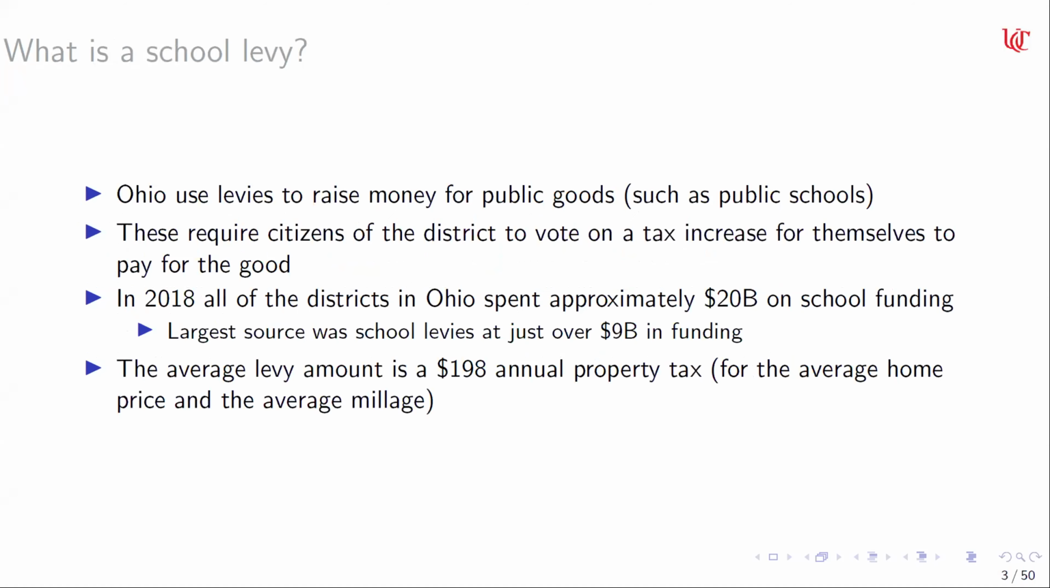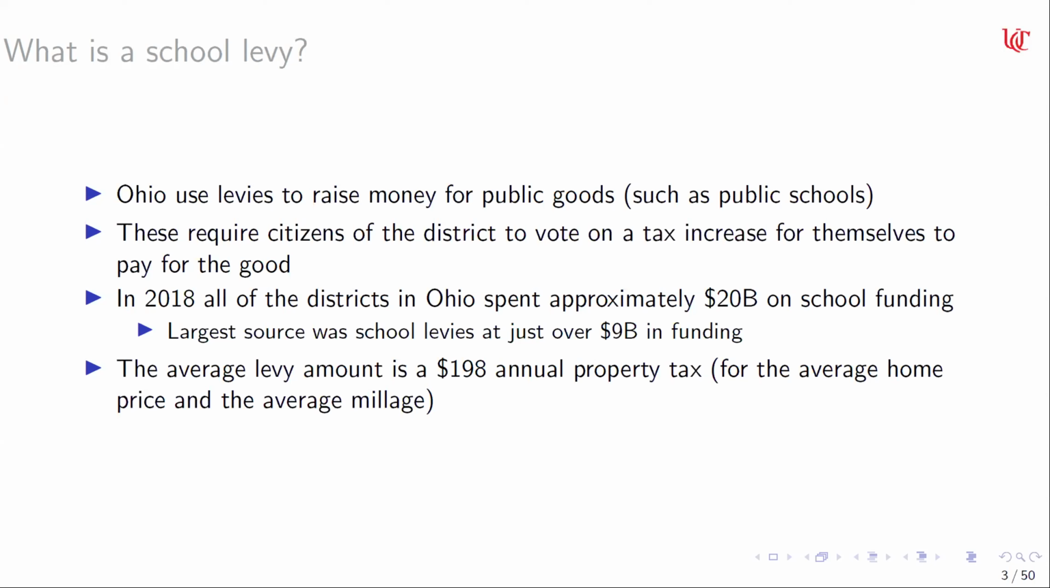So we'll start off with what is a school levy. Ohio uses levies to raise money for public goods. The citizens of districts in Ohio have to vote themselves tax increases for different public goods, such as public schools or police or fire. In 2018, all of the school districts in Ohio spent about $20 billion on funding, and the largest source of that funding was these school levies at just over $9 billion. The second largest source was lottery, which was right around $9 billion also. The average levy amount ends up being about $200 in annual property tax.